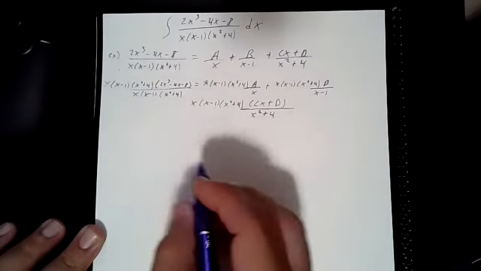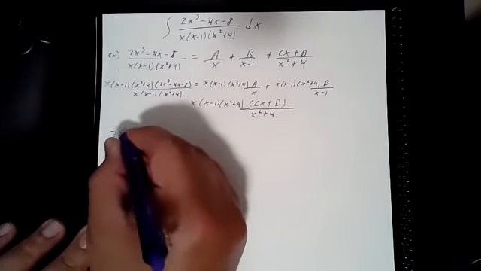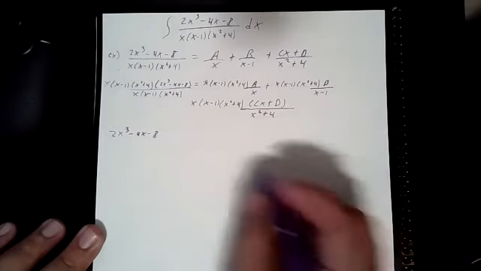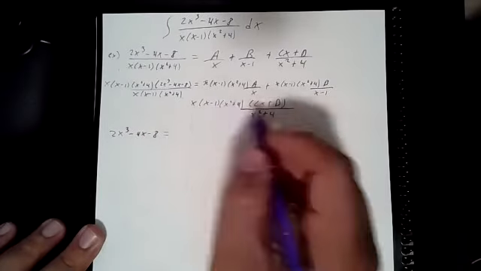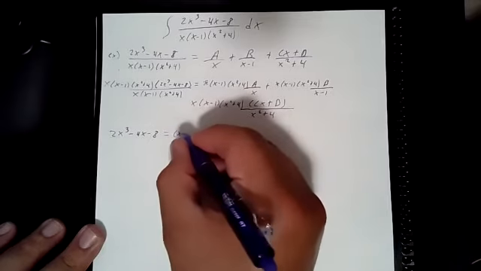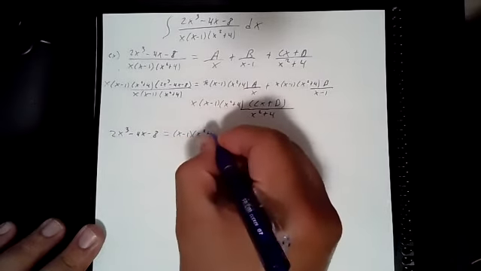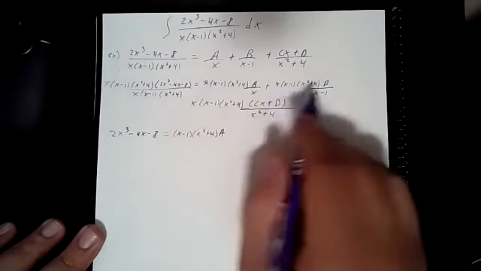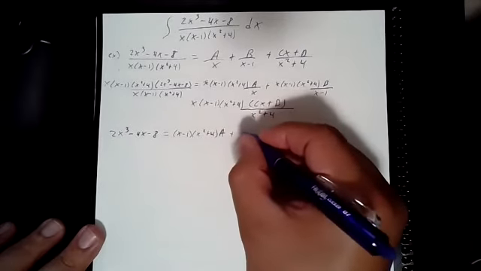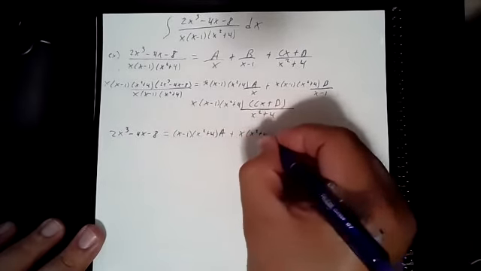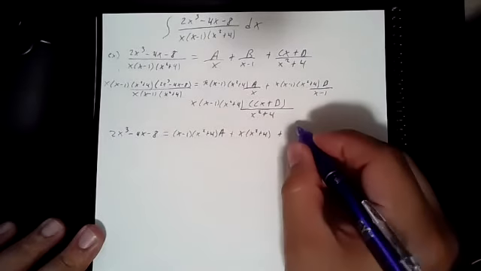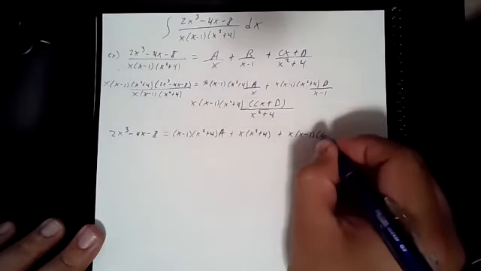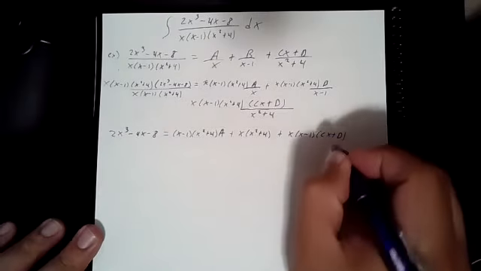so that'll cancel, leaving you with 2x cubed minus 4x minus 8 equal to, the x's will cancel, leaving you with x minus 1 times x squared plus 4, and the A. These cancel, leaving you with x times x squared plus 4. Last one cancel, leaving you with these two times Cx plus D.